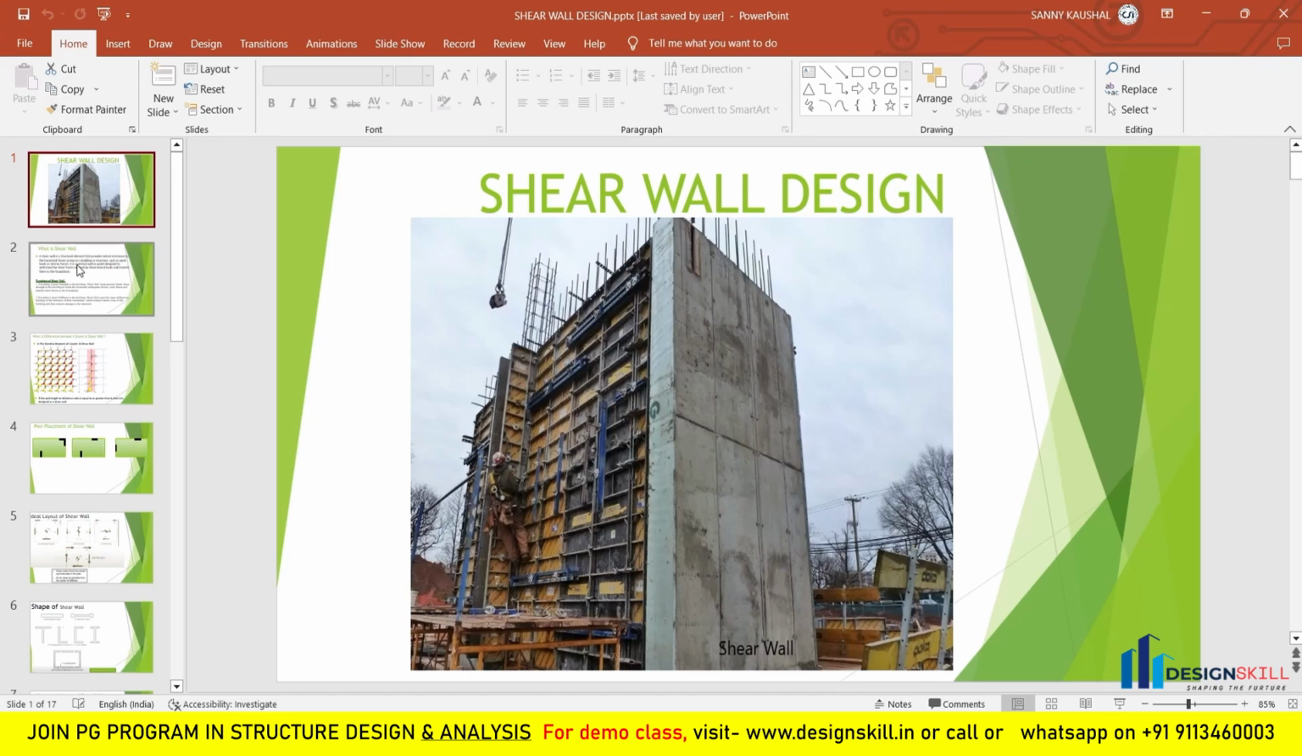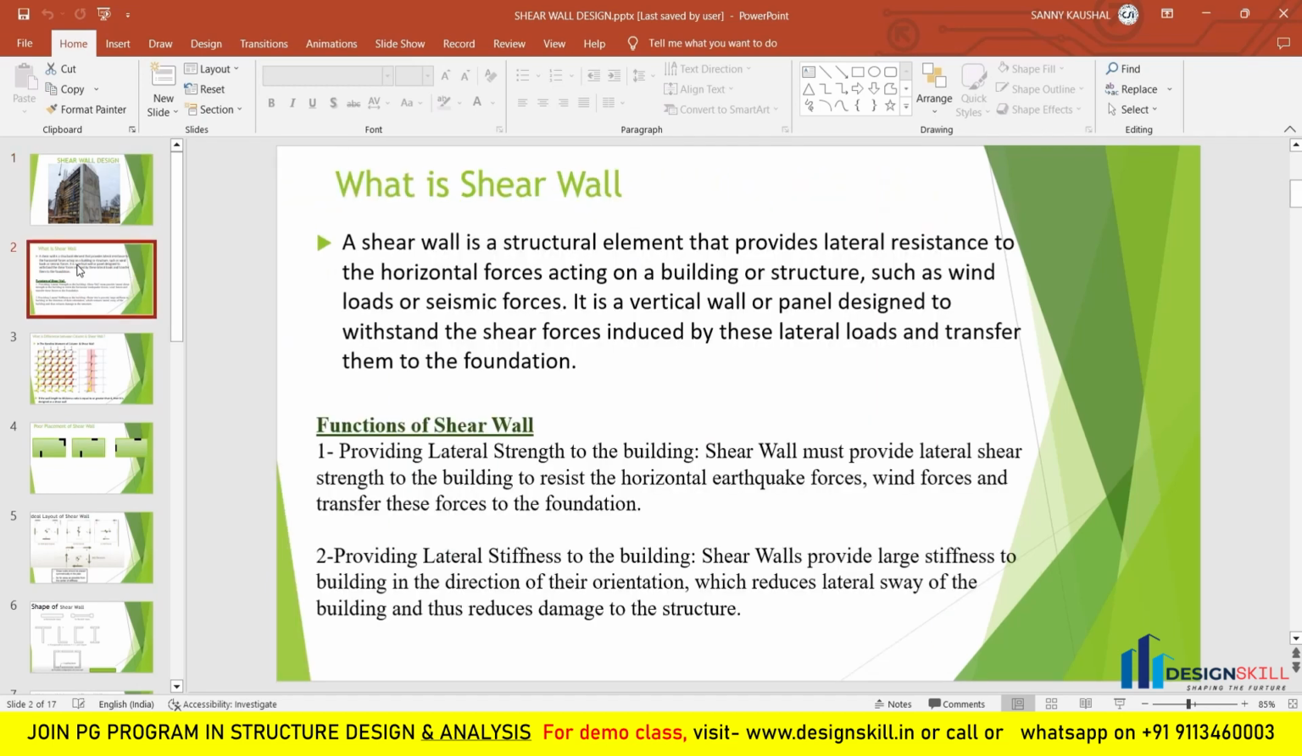So we are first going to see the definition of the shear wall. If you look at the definition, a shear wall is a structural element that provides lateral resistance to the horizontal forces acting on the building or structure, such as wind load or seismic forces. It is a vertical wall or panel designed to withstand the shear forces induced by these lateral loads and transfer them to the foundations.